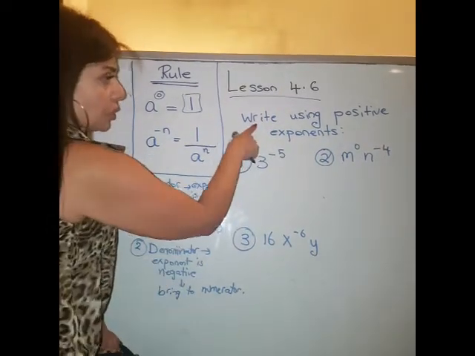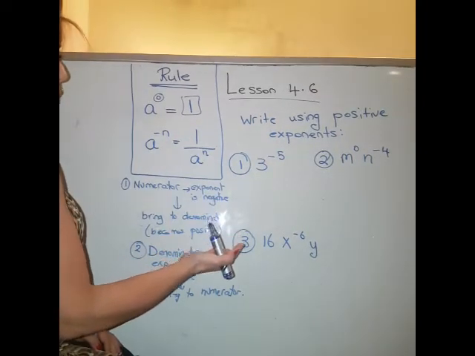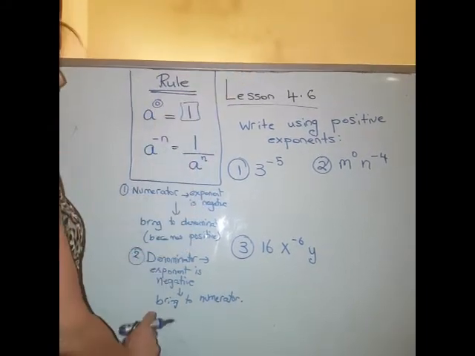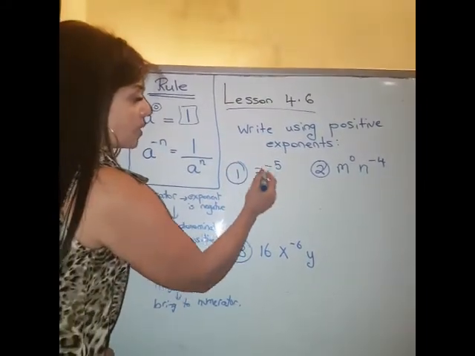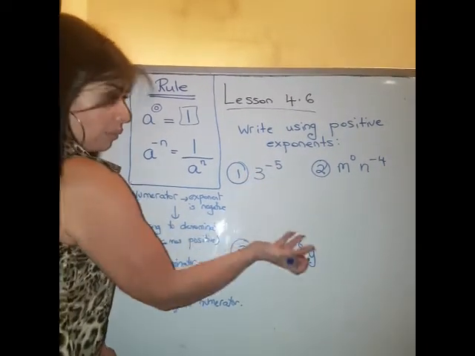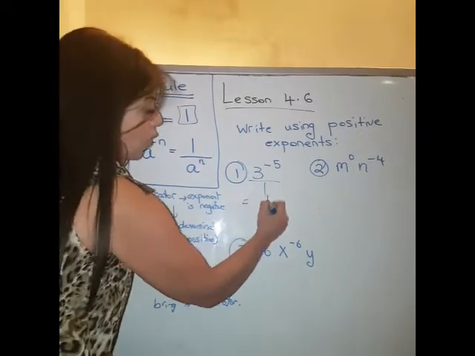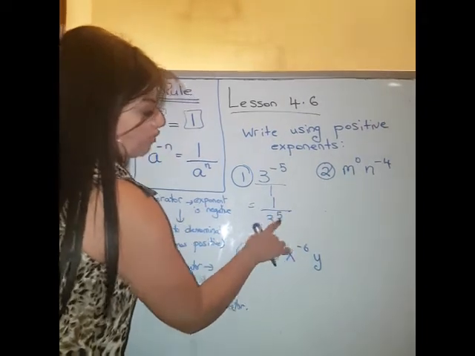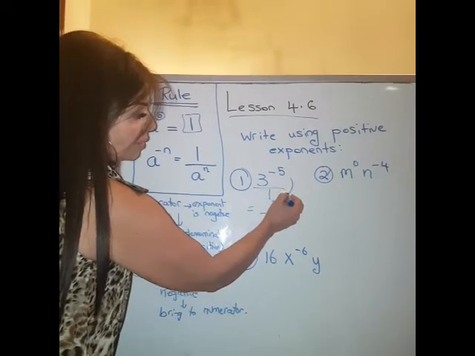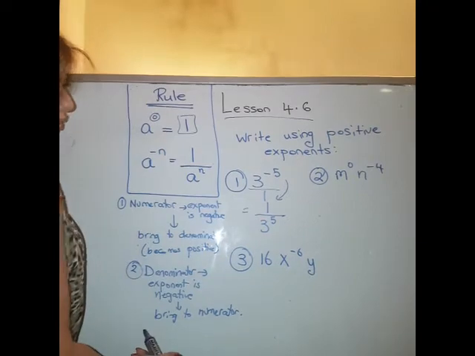Let's see the first question. Write using positive exponents. Once they say using positive exponents, I do not need to simplify. I simply keep the number with its exponent. Number 1 says 3 to the power of negative 5. Because this is a numerator, it's actually 3 to the negative 5 over 1, it becomes 1 over 3 to the power of 5 positive. I cannot keep the negative. Because it's in the numerator, I bring it down to my denominator and it becomes 1 over 3 to the power of 5.